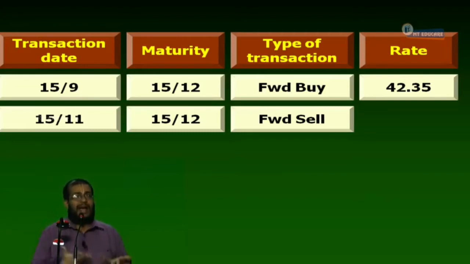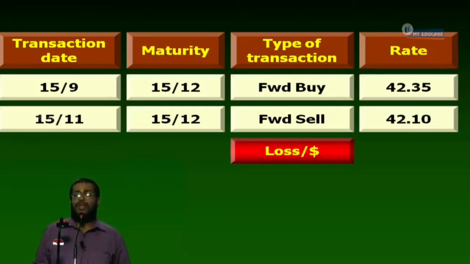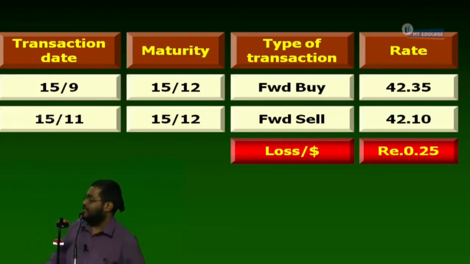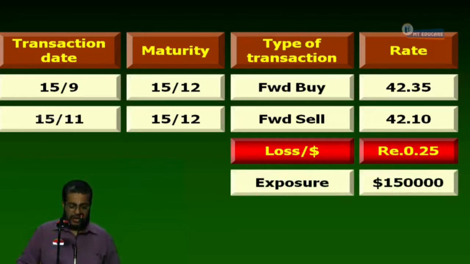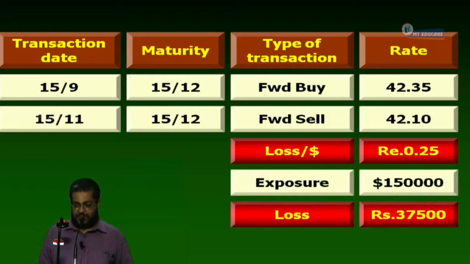Now look at the problem. Today means 15 November. On 15 November, if I want to sell, the rate is 41.90. But I want to sell one month later, so the swap point of 20 is added. 41.90 plus 0.20 gives 42.10. Due to the cancellation, is there a gain or loss? Loss. What is the loss per dollar? 0.25. For how many dollars? $1,50,000. The loss amount is 37,500.